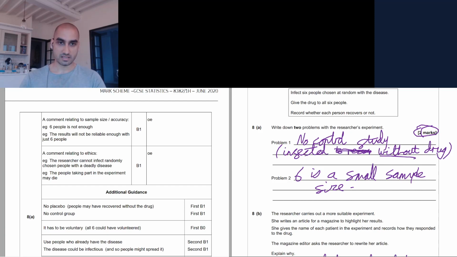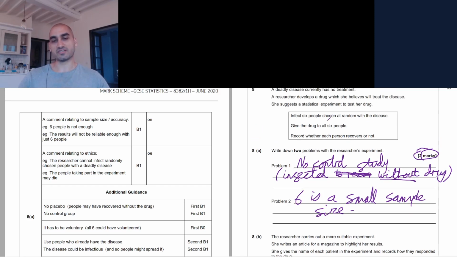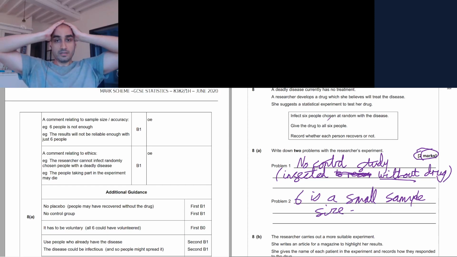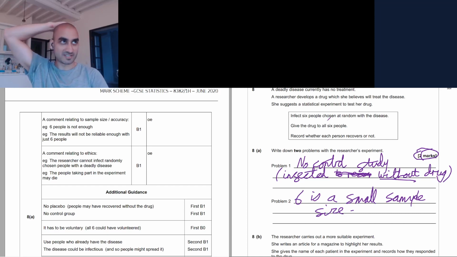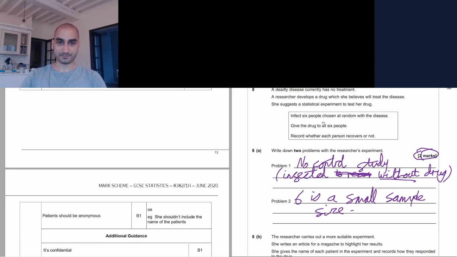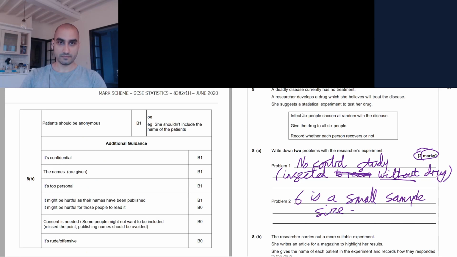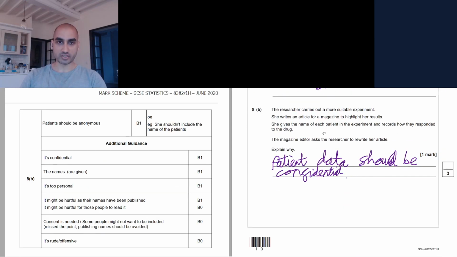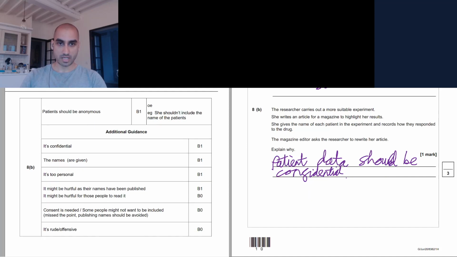Ethics: cannot infect randomly chosen people with a deadly disease. Well, I thought, okay, it wasn't stated, but I thought they meant chosen at random from a willing population, a bigger sample that are willing or have consented to this, but they didn't actually say that, so I shouldn't have assumed that. But it's just such common sense that I didn't think to question that. But yeah, you don't want to just infect random people. Patient data should be confidential. Yeah.